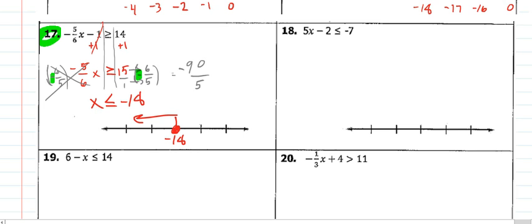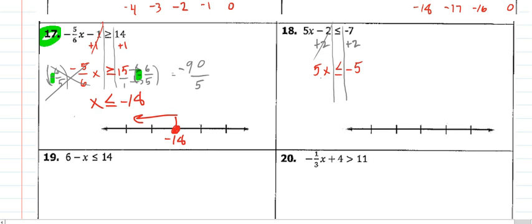Let's do number 18. Remember, I like to do this just to keep stuff looking nice. First step, add 2 to both sides to cancel out the minus 2, the constant term of minus 2. Negative 2 plus 2 is 0. Bring down the 5x. Negative 7 plus 2 more is negative 5. Did we divide or multiply by negative? Nah, stays the same. Less than or equal.